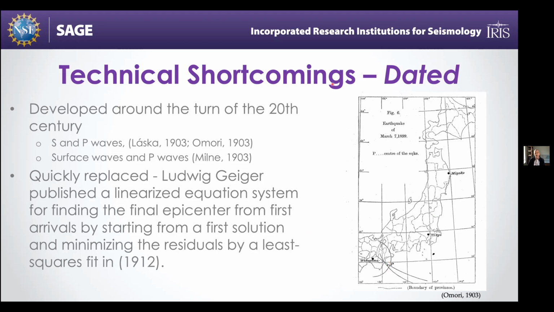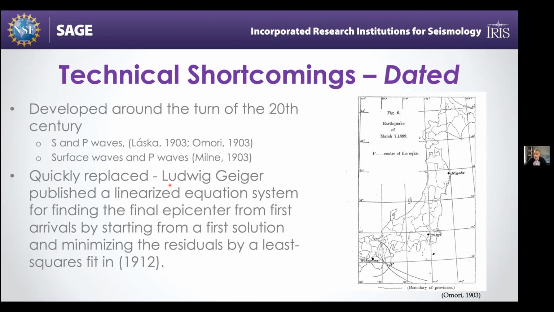So the main shortcoming is not only is it an old method, but this method didn't last very long. So in 1910, there was a German paper by Ludwig Geiger, which produced the first sort of more modern earthquake location system. And so this is where they're finding an epicenter from first arrivals, starting from an initial solution and then minimizing the residuals. They're using a least squares fit way. This German paper was then translated into English and published in English in 1912. And so sort of from this point forward, seismic networks really began to use Geiger's method and never really looked back to S minus P.